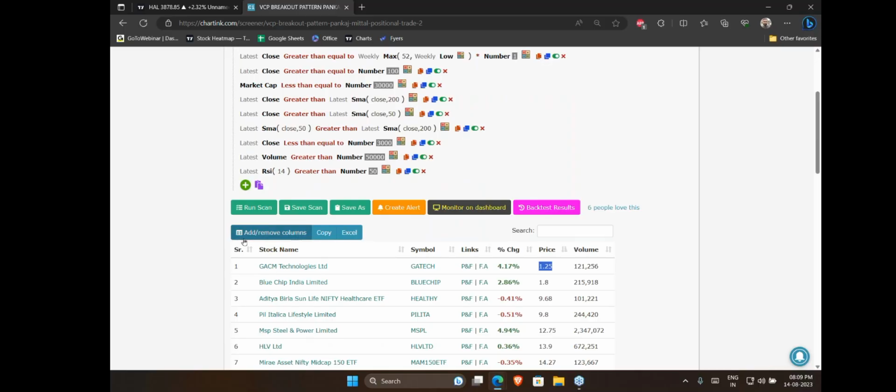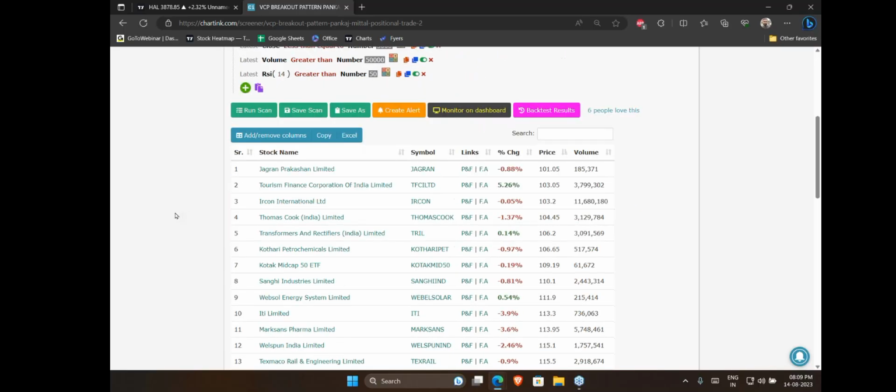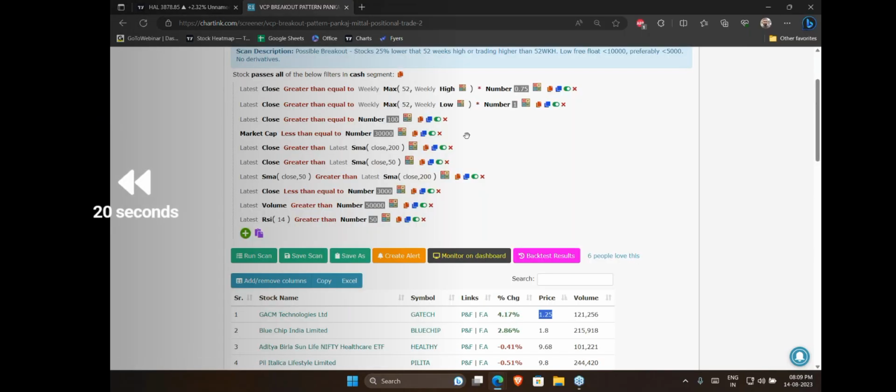ओके, लुक एट दिस. नाउ Jagran Prakashan 101, Tourism TFCI Limited, that is Tourism Finance Corporation, Ircon, Thomas Cook, Transfer Trill, Kothari Petrochemical itself.